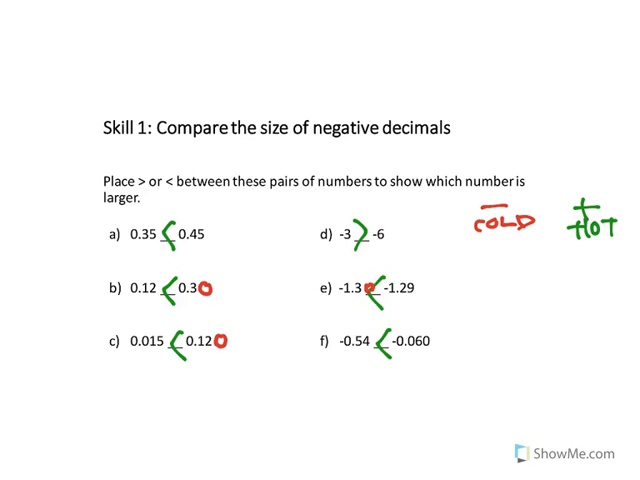And in the last one, again, I'm going to make this an easier comparison. I'm going to rewrite it as negative 0.540. So I have 3 numbers there versus negative 0.060. So 540 versus 60, which is technically hotter? Well, negative 60, negative 540. I think it's negative 60. That sounds a lot warmer.